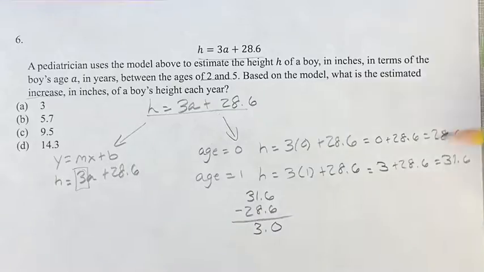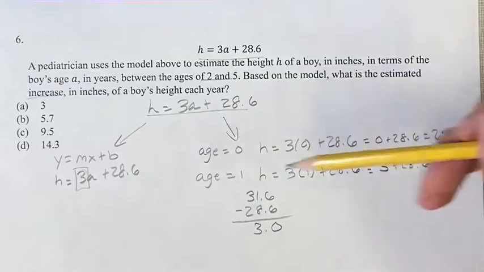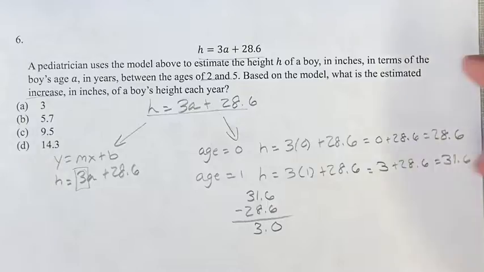But if you don't see that right away, you can just plug it in and get 3 by looking at the difference between 0 and 1. Either way, you're going to get 3.